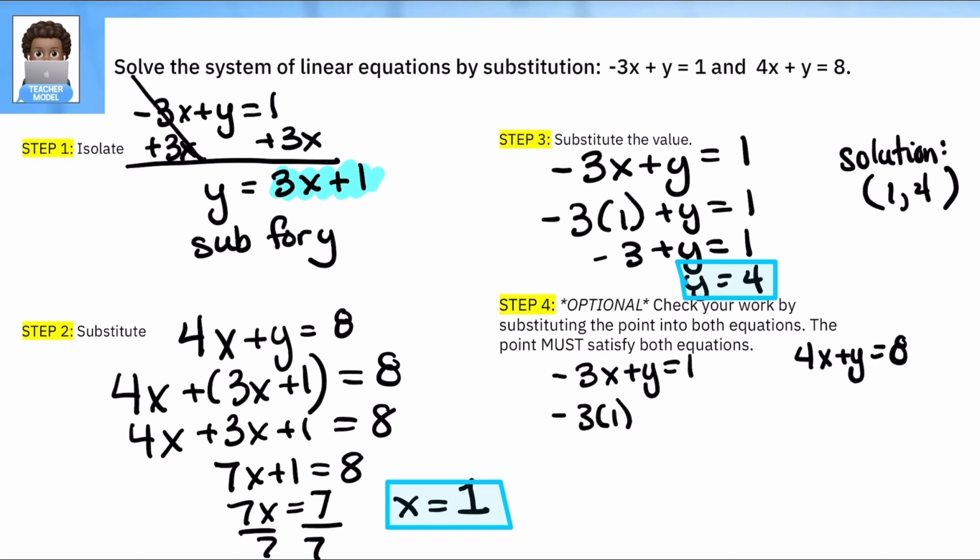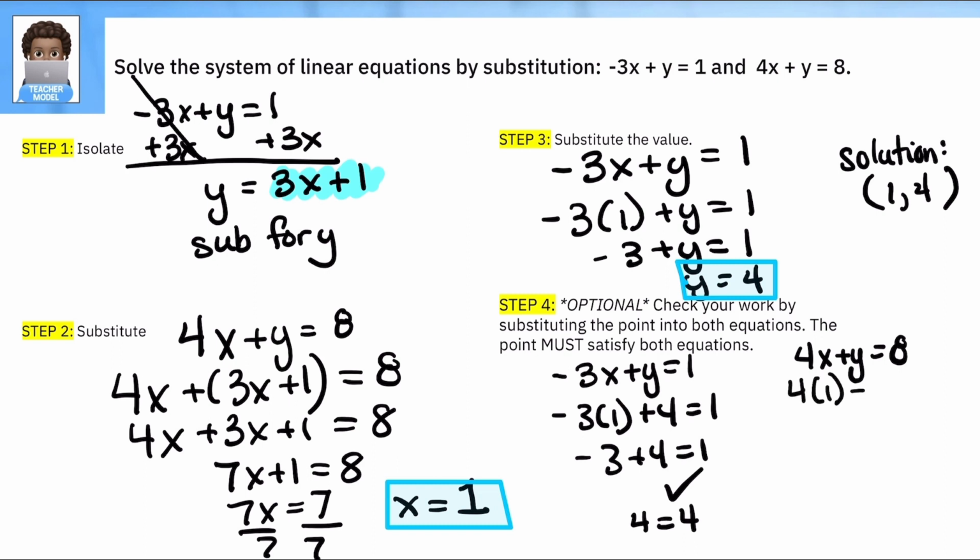So negative 3 times 1 plus 4 is equal to 1. Negative 3 plus 4 is equal to 1. That is true. When you add 4, you get 4 is equal to 4, which is a true statement. I'll do the same thing on the other side.